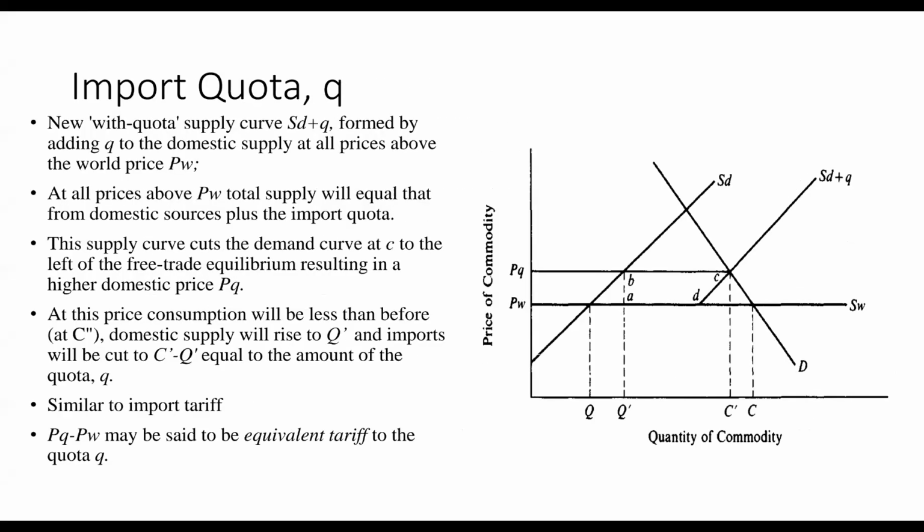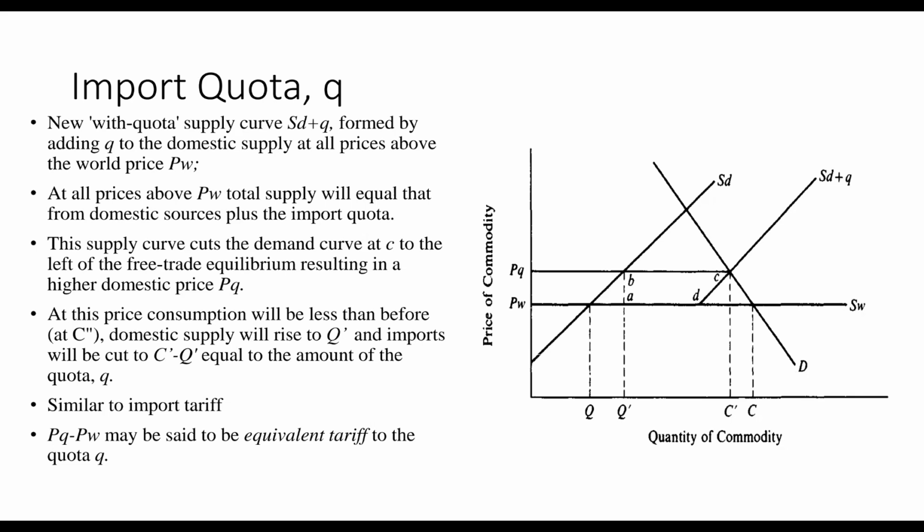Now, import quota, Q. The new supply curve with the quota is SD plus Q. That's a new supply curve formed by adding the quota to the domestic supply at all prices above the world price, PW. At all prices above the world price, total supply will equal that from domestic sources plus the import quota.